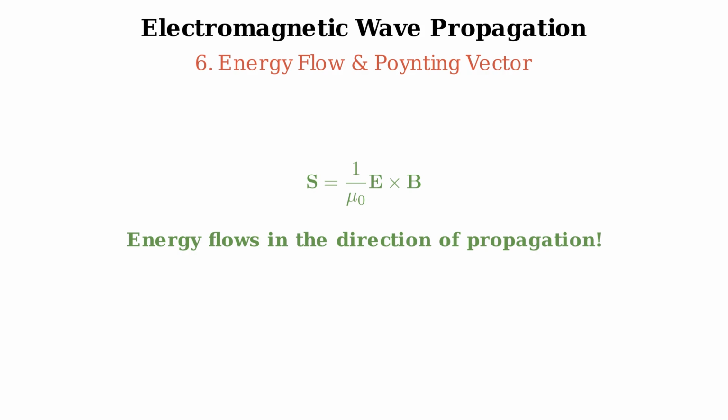The electric and magnetic fields continuously exchange energy, but their sum, the total energy density, travels forward through space. This self-sustaining dance of electric and magnetic fields is what light truly is.